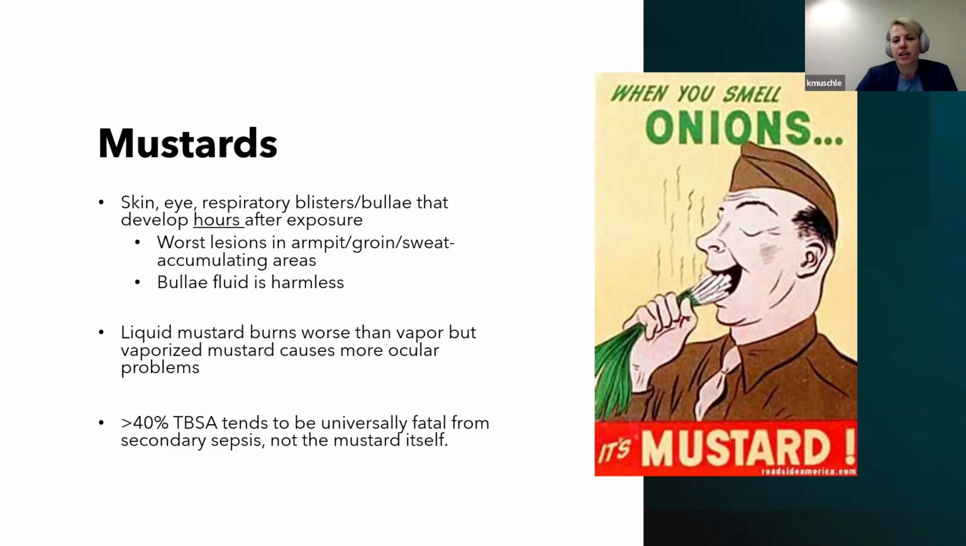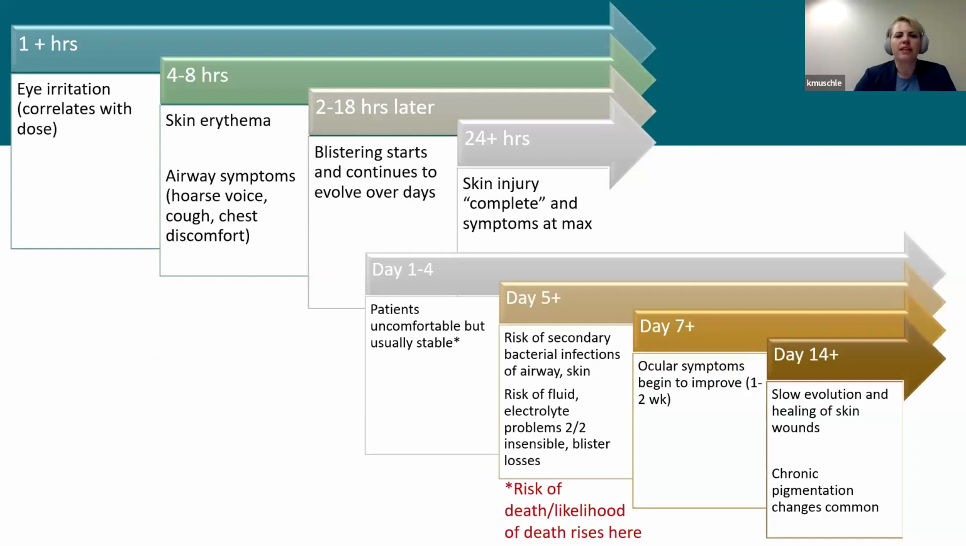Airway problems are, again, very conductive airway problems. People do not generally have parenchymal lung problems from mustard. So similar to the last two we talked about, if we can keep patients ventilated, they will usually do better than they will from another ARDS-causing source. If you have a greater than 40% total body surface area burn, these are generally universally fatal. One of the funny things with mustard, though, is it's fatal later.